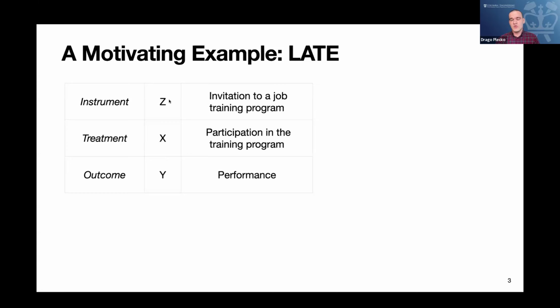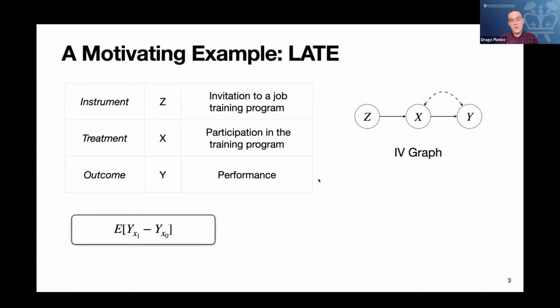In this setting, we have access to an instrument which tells us whether the person was invited to a job training program. So it's not participation but an invitation. This gives us this graph on the right. So Z is pointing to X and X is pointing to Y. Crucially, there could be unobserved confounders between X and Y that we don't have access to. And what we would ideally want is to estimate some kind of a causal effect from X to Y in this IV setting.